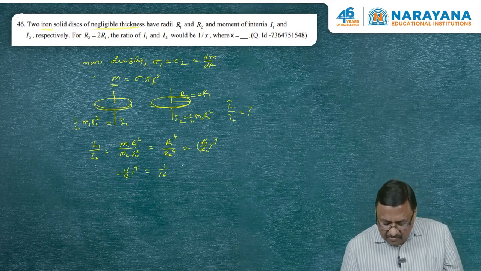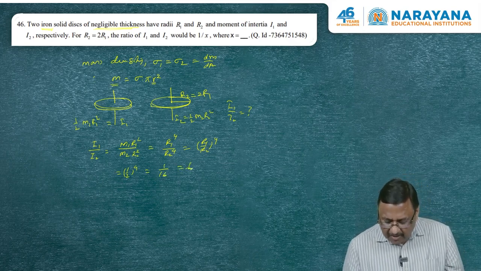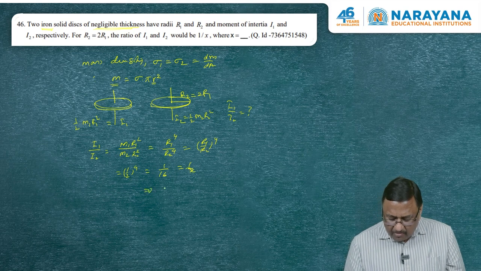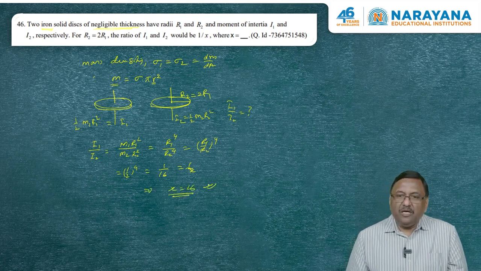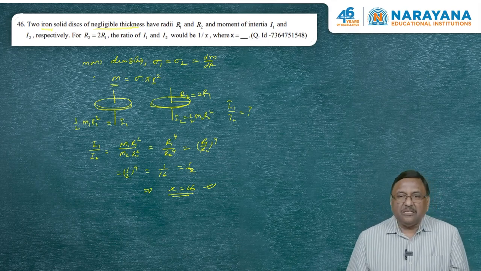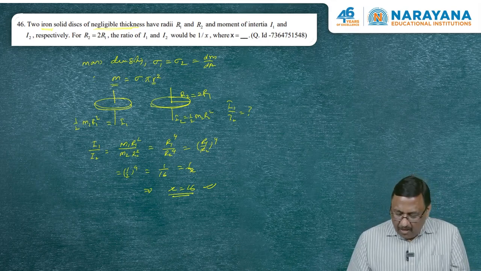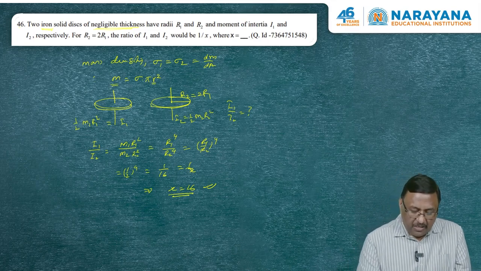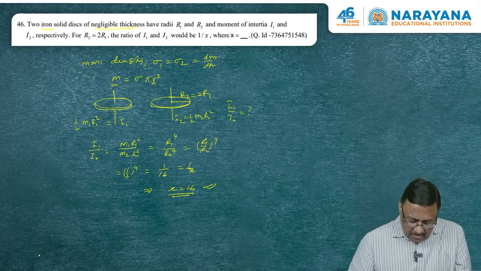He's asking what is the value of 1 upon x. So if I write 1 upon x from here, very obvious, x is equal to 16. So this is going to be the right answer for this question. For question number 46, the option should be 16. I hope all of you can solve this question. It is also a very simple question, just formula based. Let us go for the next slide now.